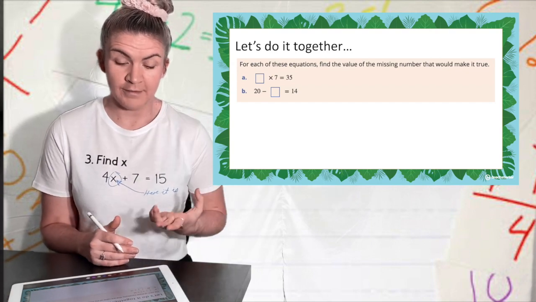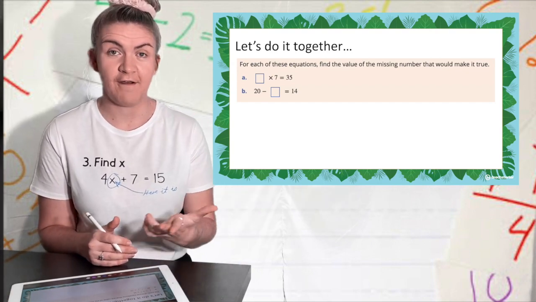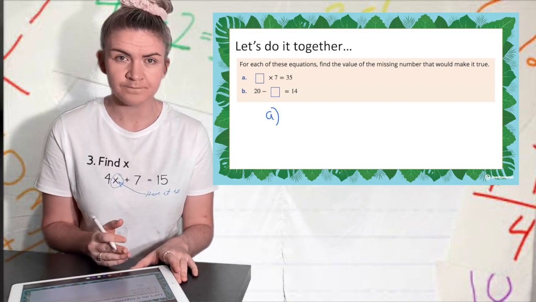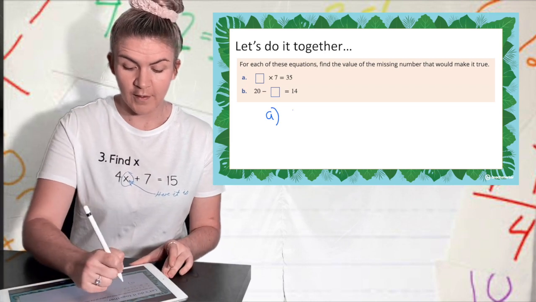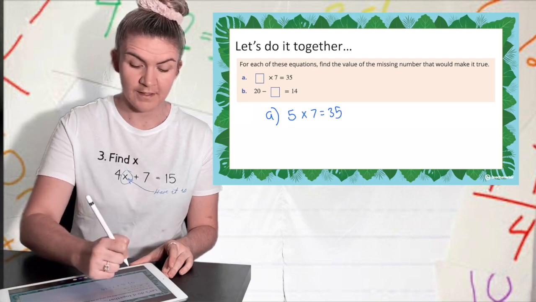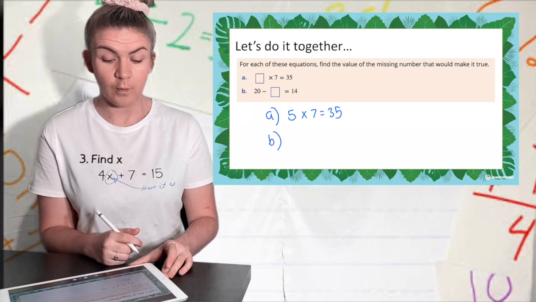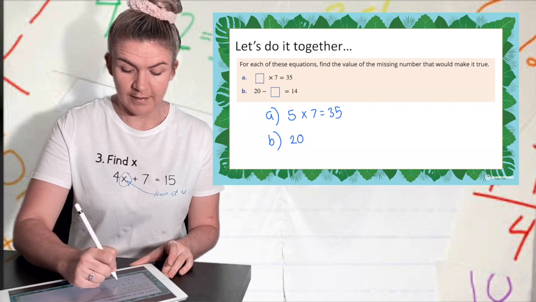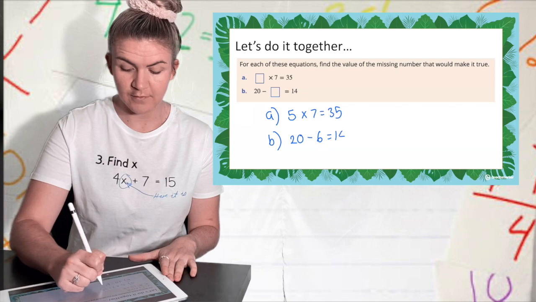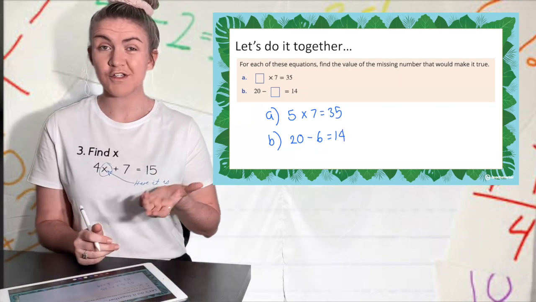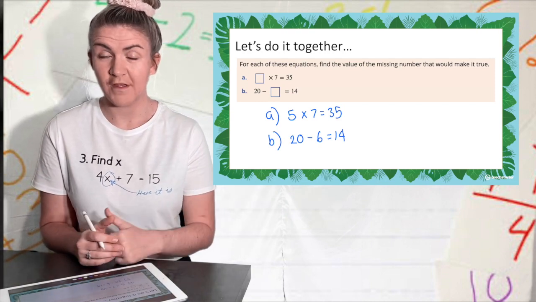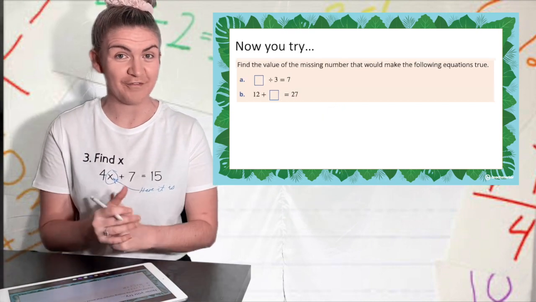We've got blank times 7 equals 35. So I have to think, what number times 7 will equal 35? I know that's 5, so I'm going to write it out. 5 times 7 equals 35. Next, 20 take what equals 14? Well, I know that 20 take 6 equals 14. These ones, you're just kind of looking at them, trying to figure out what number would work in there. They shouldn't be too hard, so you have a go.